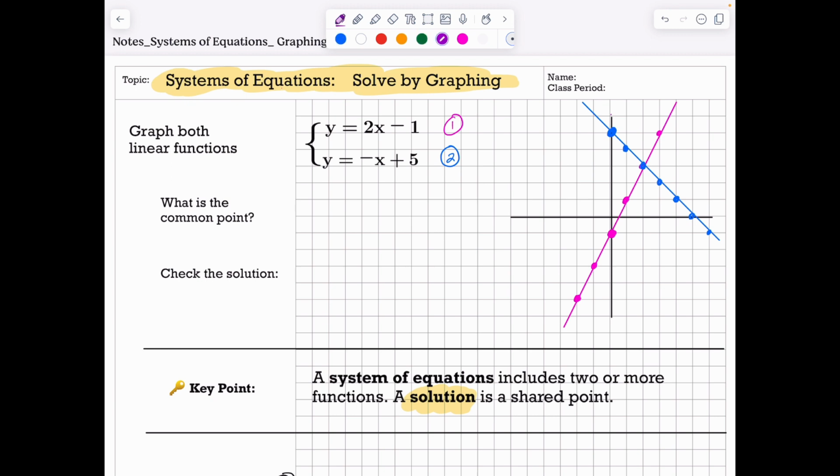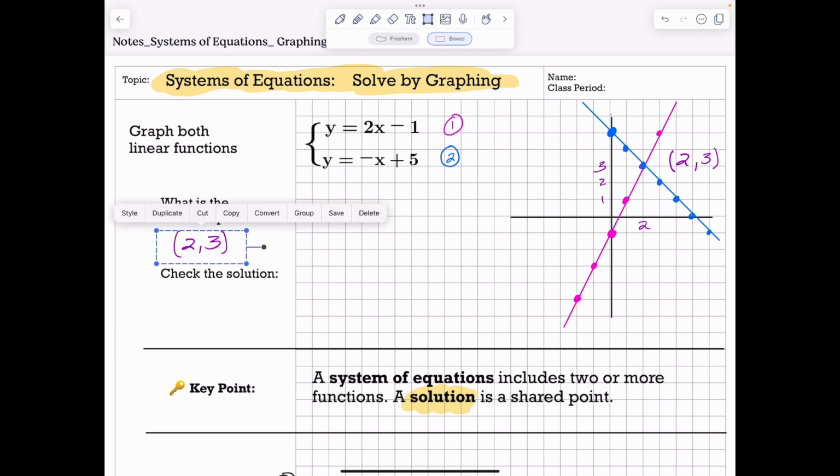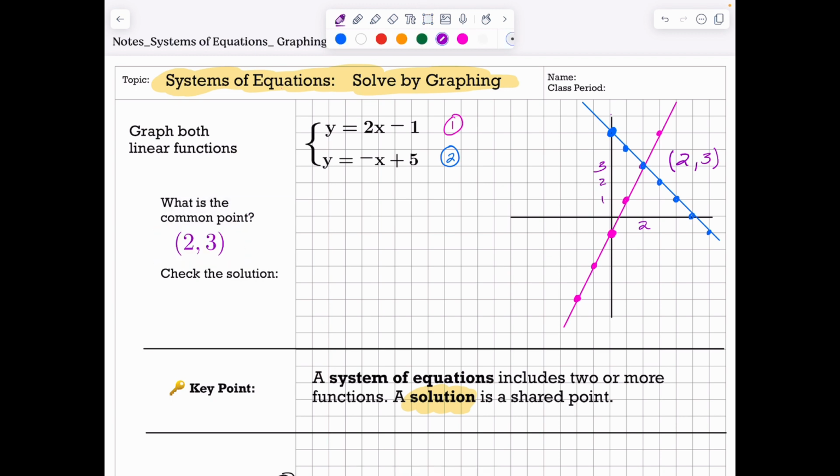I'm going to label it. One, 2, 3. So the point that they have in common is 2, 3. And I can clean that up here. All right, so I've graphed it. I found my solution. Now I want to check my solution.